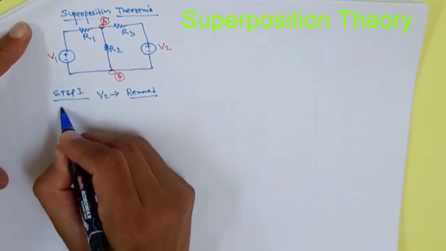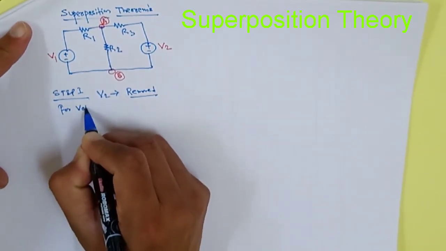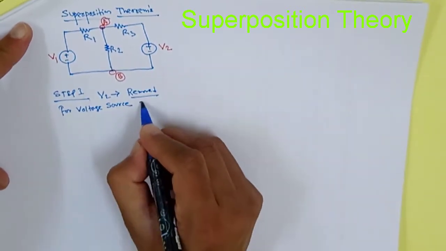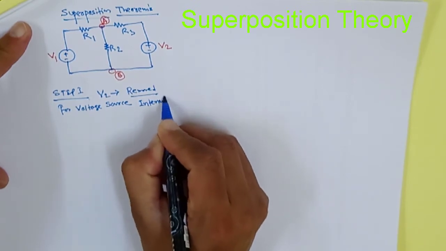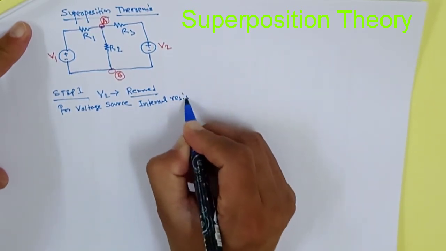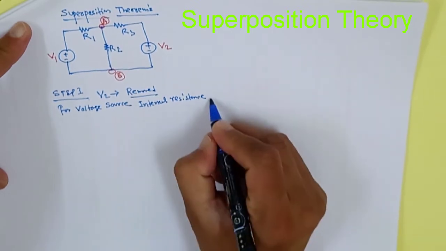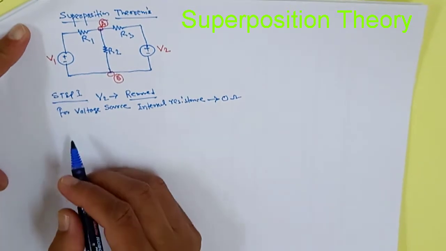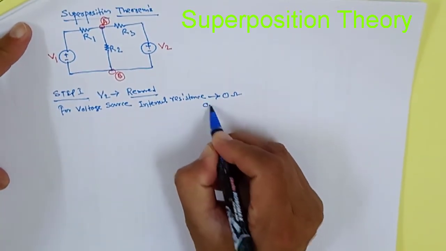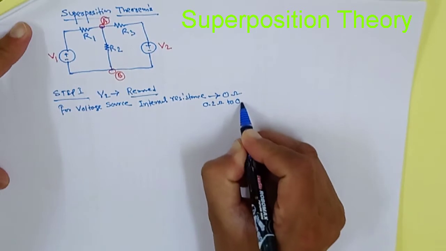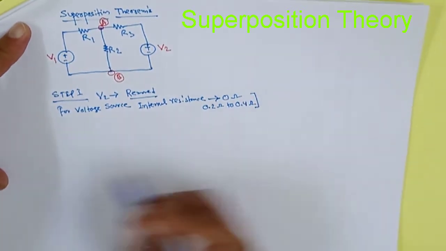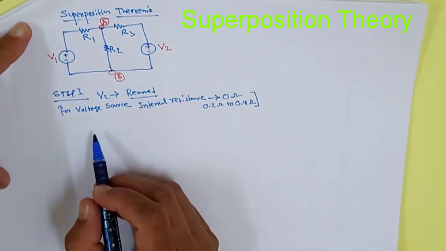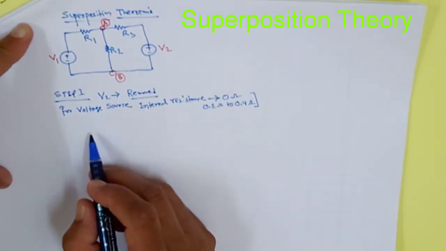Remember, the internal resistance of a voltage source is theoretically 0 ohm. Practically, I already told you it's 0.2 ohm to 0.4 ohm. So now suppose you remove V2, then you make it a 0 ohm resistance. It means that it's just a short circuit.